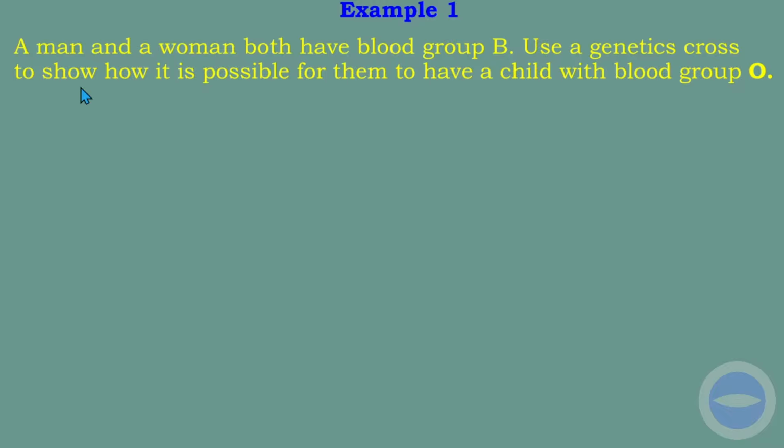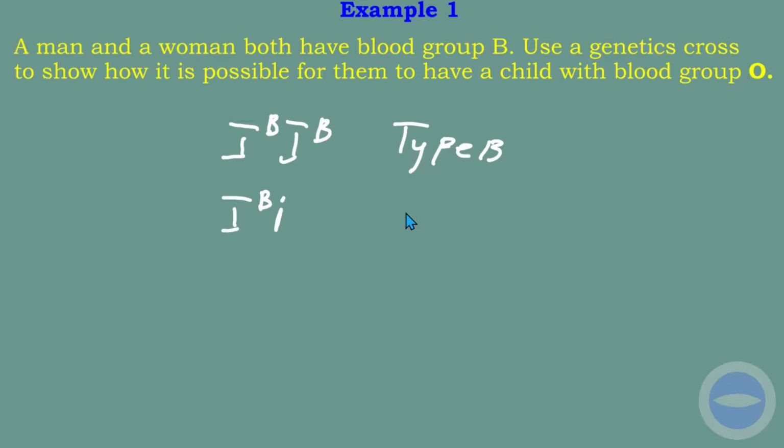Use a genetic cross to show how it is possible for them to have a child with blood group O, because they both have blood group B. How is it possible that they can have a child with blood group O? From the previous table, we know that blood group B can be formed if we have IB and IB, which make a type B. And if we have IB and an allele for O, we will also have type B. So these are the only times we will have blood type B.